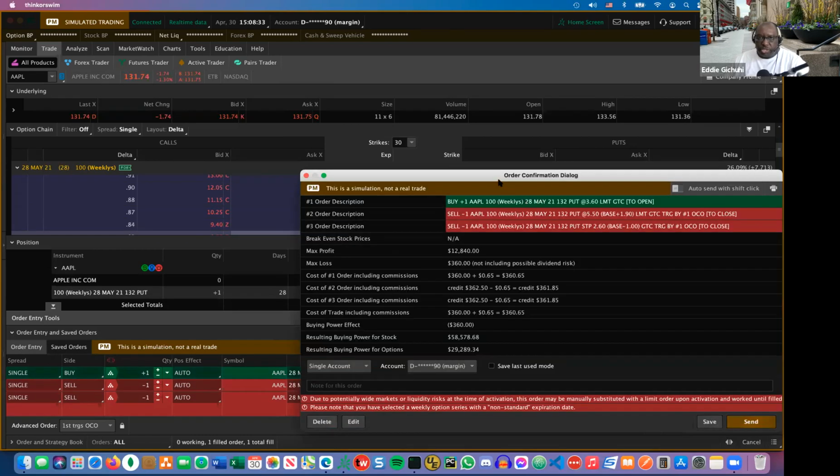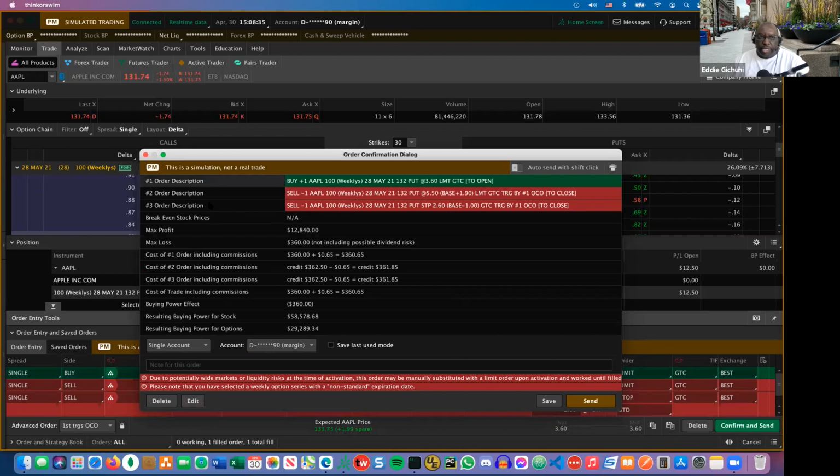Pay attention now to this order confirmation dialog. You notice that I am putting in 3 orders at the same time. Do you notice that I'm buying 1 and order number 2, which is triggered? That's what that TRG means. It is triggered by number 1, meaning that it will not happen before the number 1 order happens. And then order number 3 is also triggered by number 1. So only one of these can happen after this.